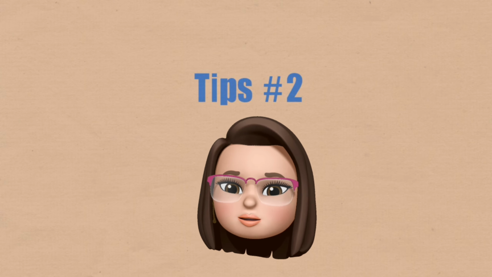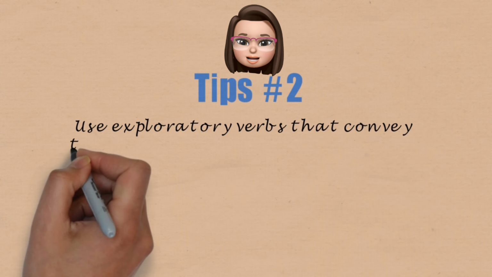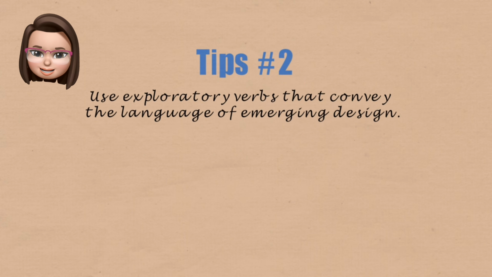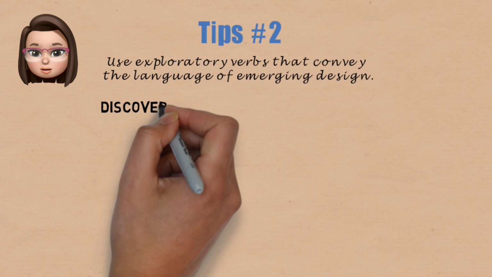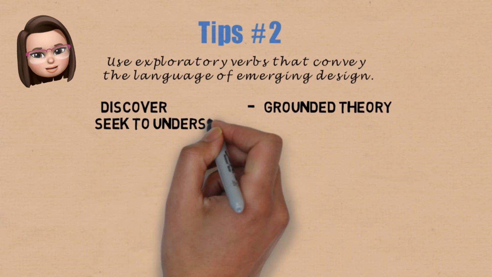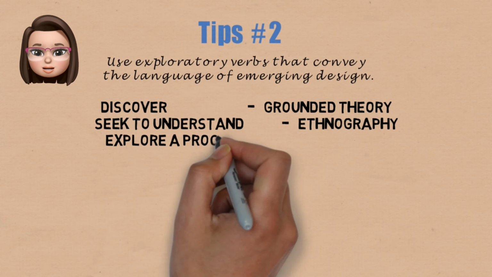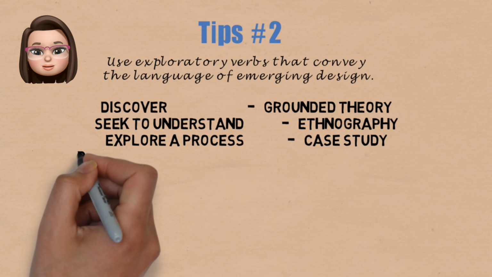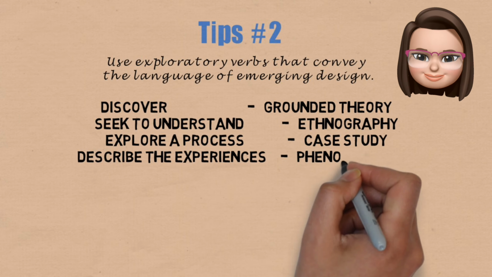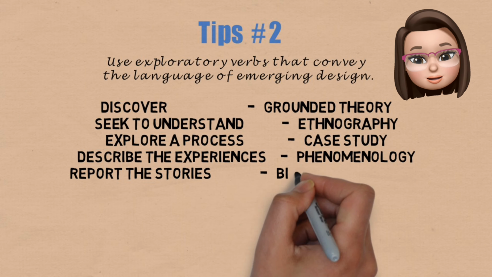Tip number 2. Use exploratory verbs that convey the language of emergent design. These verbs inform the reader about the type of research to be conducted. For grounded theory, you may use discover. For ethnography, you may use seeks to understand. For a case study, you may use explore a process. For a phenomenological study, you may use describe the experiences. And last, for a biographical study, you may use report the stories.